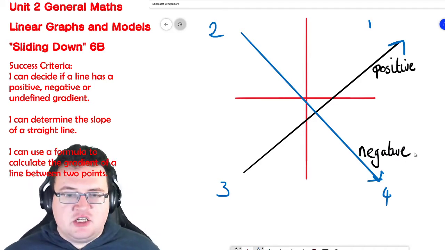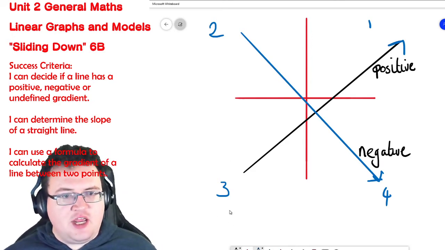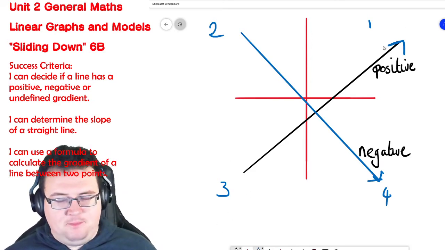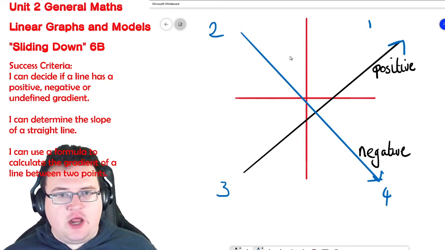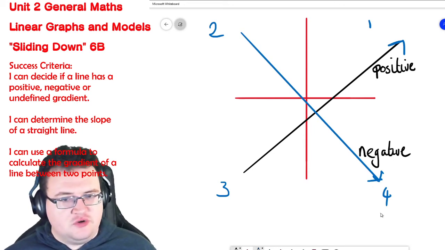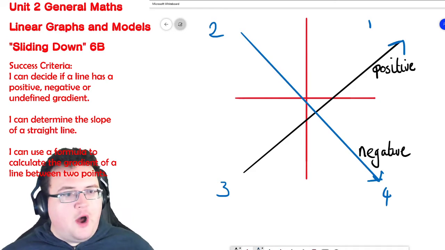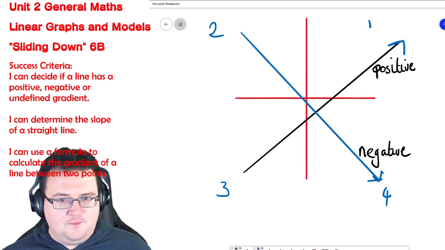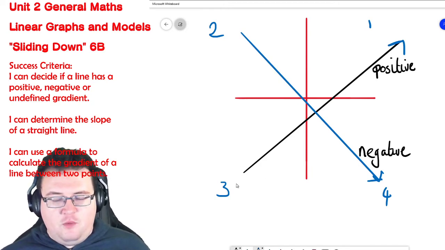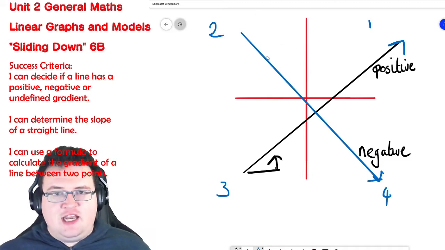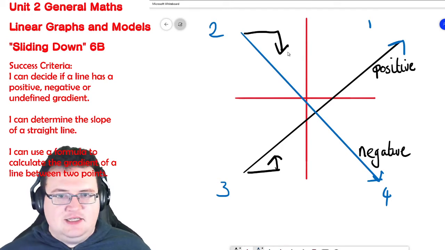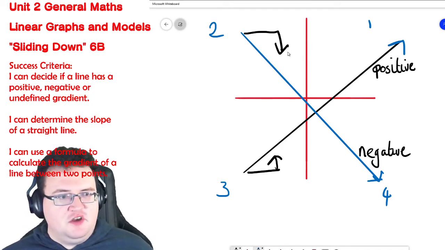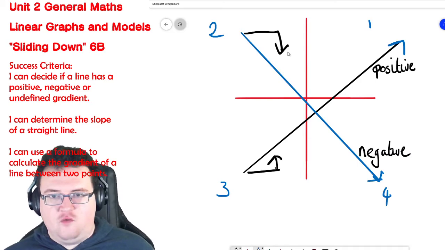All right, so a positive line starts in quadrant 3 and heads towards quadrant 1. A line with negative gradient starts in quadrant 2 and heads to quadrant 4. So that's one way that you can think about whether or not a line is positive or negative. On a positive line, we go to the right and then up. But on a negative line, we go to the right and then down. That's the main way you can tell the difference between a positive or a negative gradient.